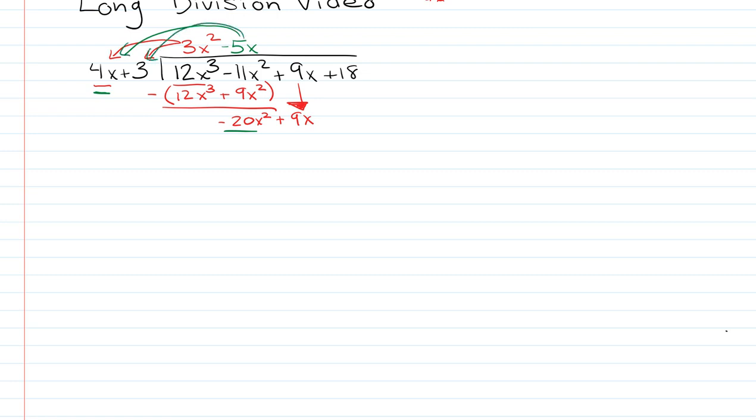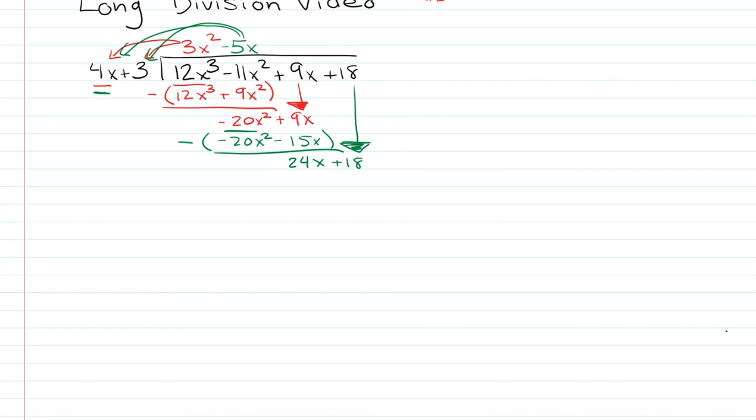Multiply. So now that is also negative 20x squared minus 15x. Subtract. This goes away. Then we have 9x plus 15x because there's two negatives here, so that makes it a positive. That would be 24x. Then we're going to bring down the 18.